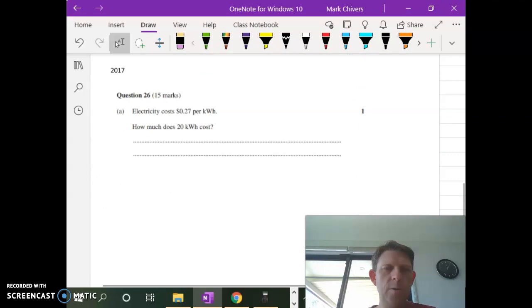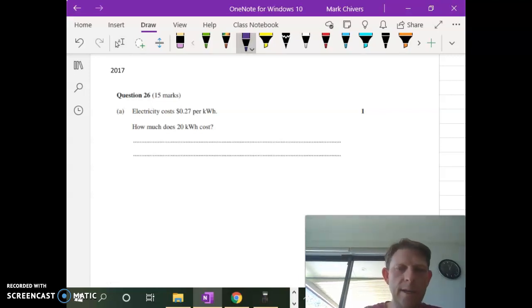Okay, so we've got this one past HSC question. Electricity costs 27 cents per kilowatt hour. How much does 20 kilowatt hours cost? So that's a relatively straightforward case of let's just multiply the cost per kilowatt. So 0.27, being very careful here. We want the answer to be in dollars. In this case, the rate is in dollars, so that's fine. But obviously, if it was in cents, we'd change it to dollars first. And we're going to multiply that by the total number of kilowatt hours used, which is 20.